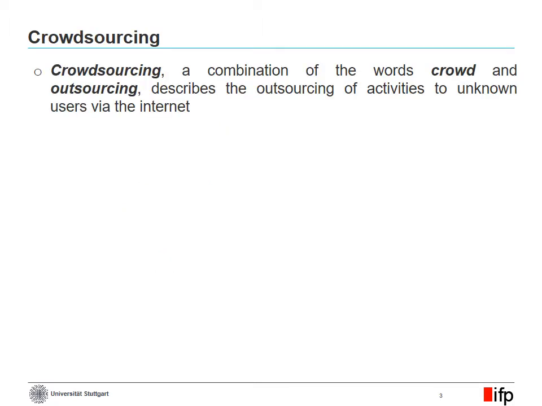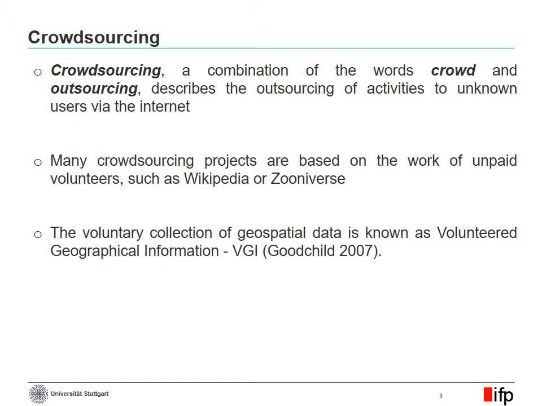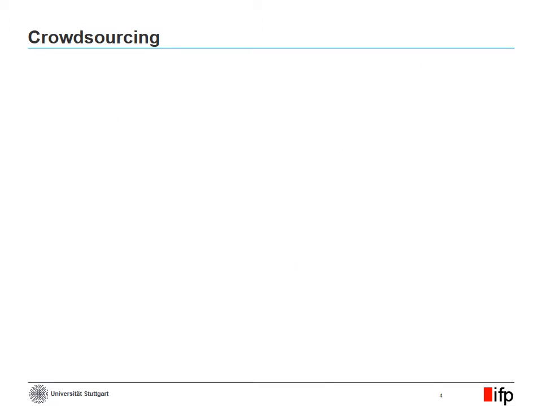So, crowdsourcing is a combination of the words crowd and outsourcing and describes the outsourcing of activities to unknown users via the internet. There are many crowdsourcing projects and many of them are based on the work of unpaid volunteers, such as Wikipedia and Zooniverse. We know this also for the collection of geospatial data, here we call it volunteered geographic information, and the most popular project in that area is of course OpenStreetMap.